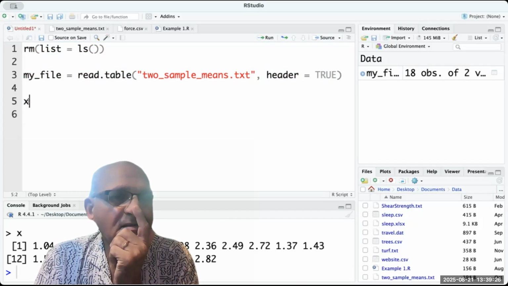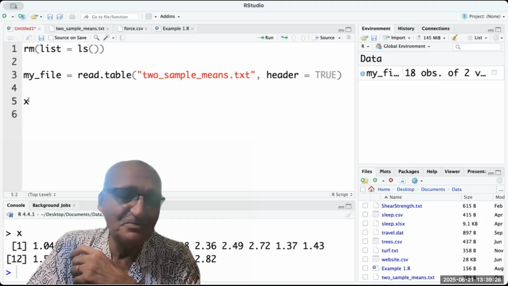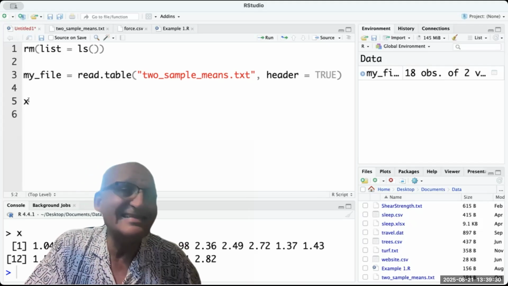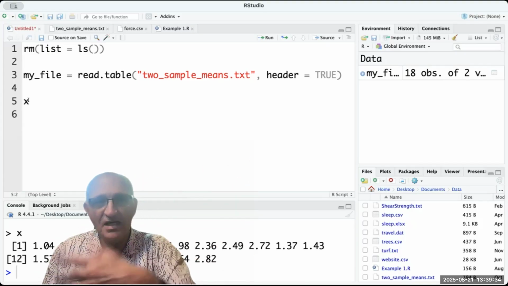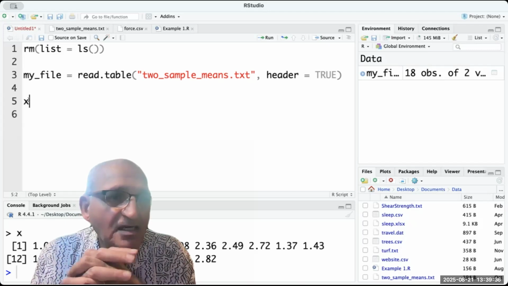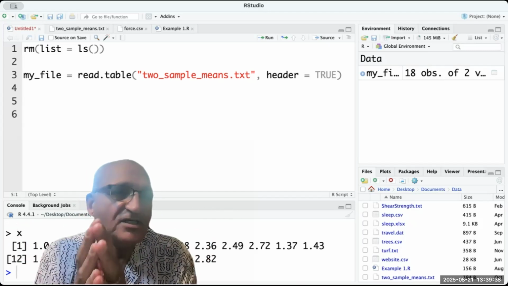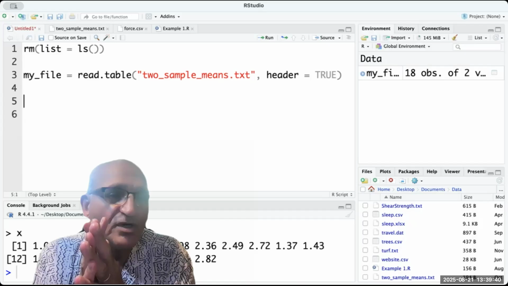in fact, that's probably the new version, because here you have to say attach my file and then you can access the X and Y. But since they changed that, it's even better. So now I can run a t-test right away. There is nothing more I need to do.